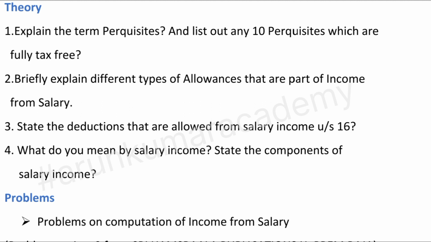So these are the deductions. Then question number 4, what do you mean by salary income? State the components of salary income. Salary income is a remuneration received by an employee from his or her employer for rendering services during the employment.